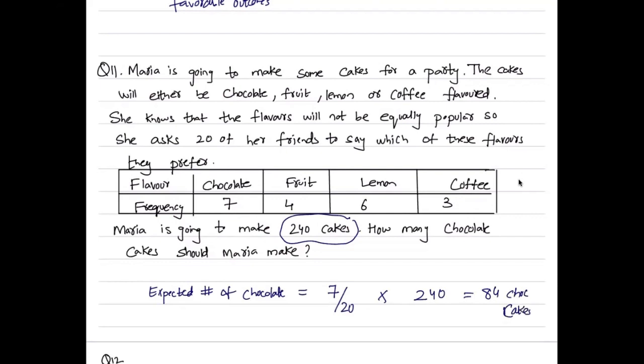If she has intended to make 240 cakes, she can distribute the number of cakes based on the result she has got. Her friends like chocolate cakes the most, so she's going to make more chocolate cakes. The remaining fruit cakes are going to be 4 out of 20 times 240. Similarly, lemon cakes are going to be 6 out of 20 times 240, and the remaining can be coffee cakes. Do you understand what's the use of probability over here?